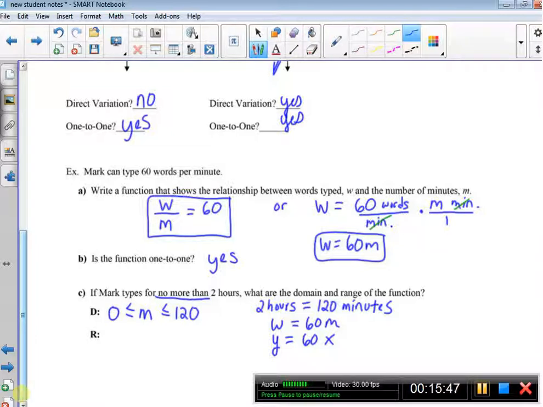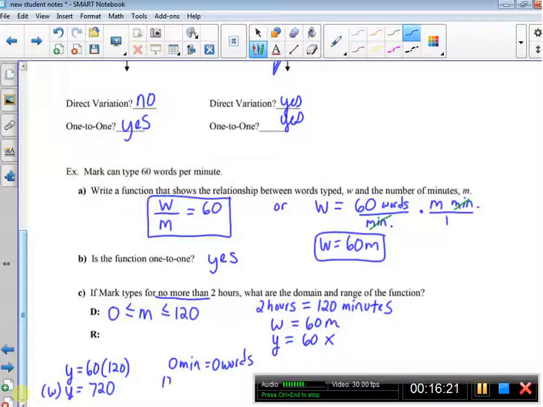Now, if we put 120 in for x, okay, so if we do y equals 60 times 120, which is our maximum value from our domain, then our y, which is actually our words, would be 720. So the maximum amount of words he could do would be 720, and if we did 0 minutes, you would get 0 words.